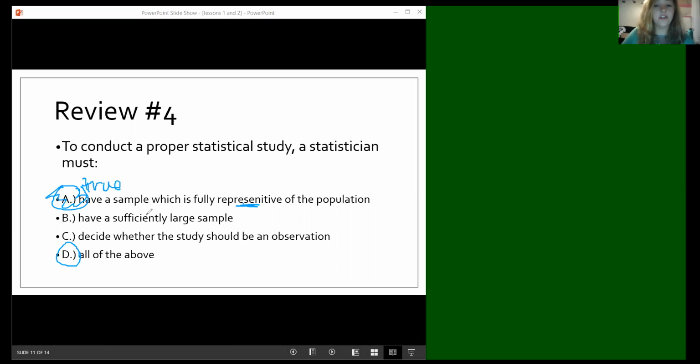B is also true because you do want to have a large sample size in order to make sure that it's representative and you have enough going on there. And then C is decide whether or not the study is an observation or not, because you want to find out if you're going to be imposing a treatment or not. We talked about this in one of the other reviews. So you want to decide if it's an observation or not, so you're sure about what type of manipulation or what type of observation you're doing. So all these are true, so that would be D.